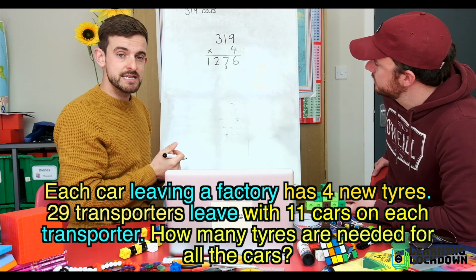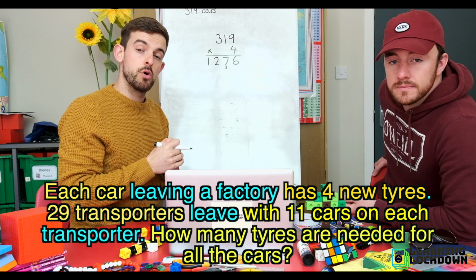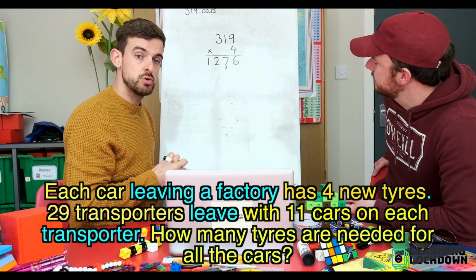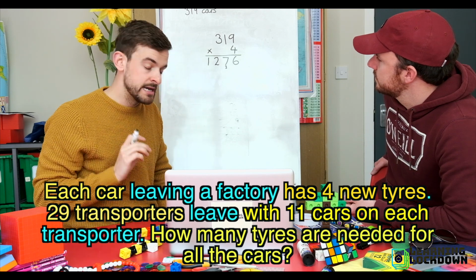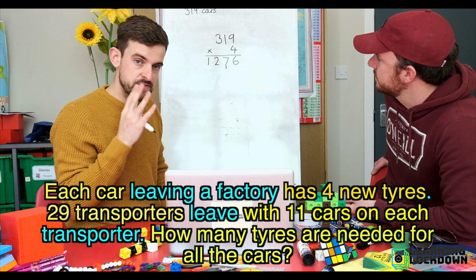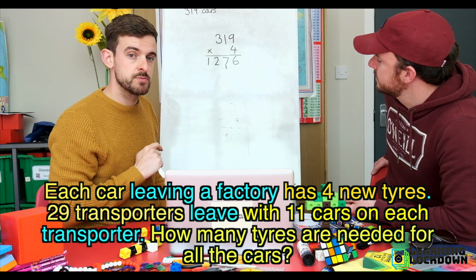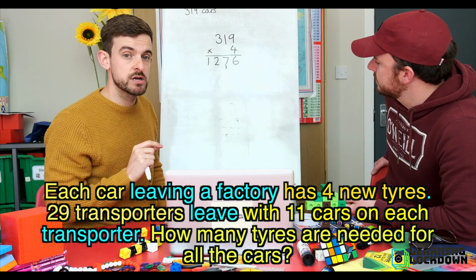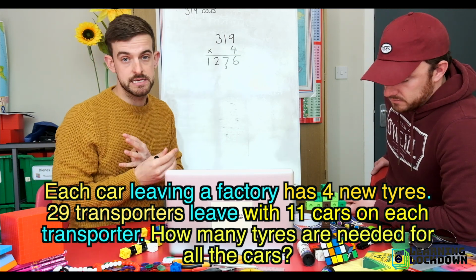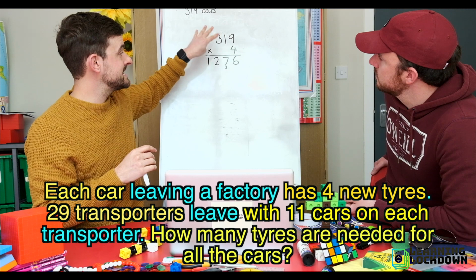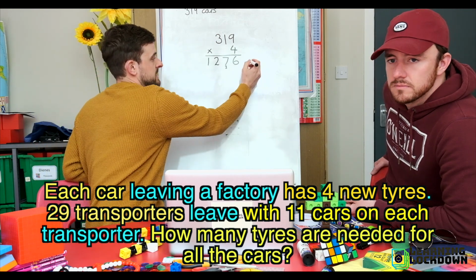So there were 319 cars. They all had 4 tyres on them. So altogether, there were 1,276. Let's just double check our word problem one more time. Each car leaving the factory has 4 new tyres. We used that. There were 29 car transporters leaving, and each one had 11 cars on it. We figured out that was 319 cars. How many tyres are needed for all the cars? 319, each with 4 tyres, is 1,276 tyres.